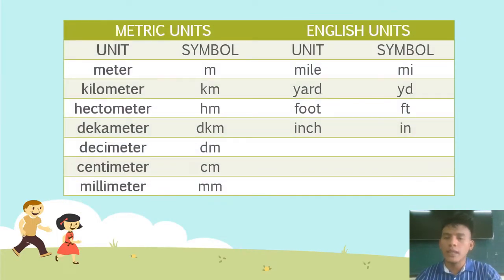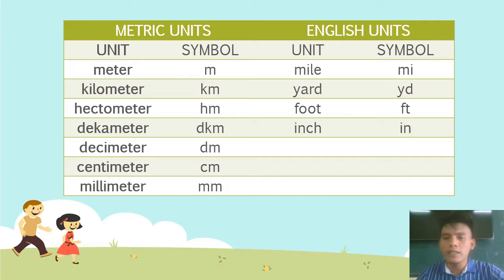Metric units, English units. Unit in metric and unit in English. For meter, the symbol is m, small letter m. Kilometer, symbol km. Hectometer, symbol hm. Decameter, with the symbol of dkm. Decimeter, with the symbol of dm. Centimeter, with the symbol of cm. Millimeter, with the symbol of mm.